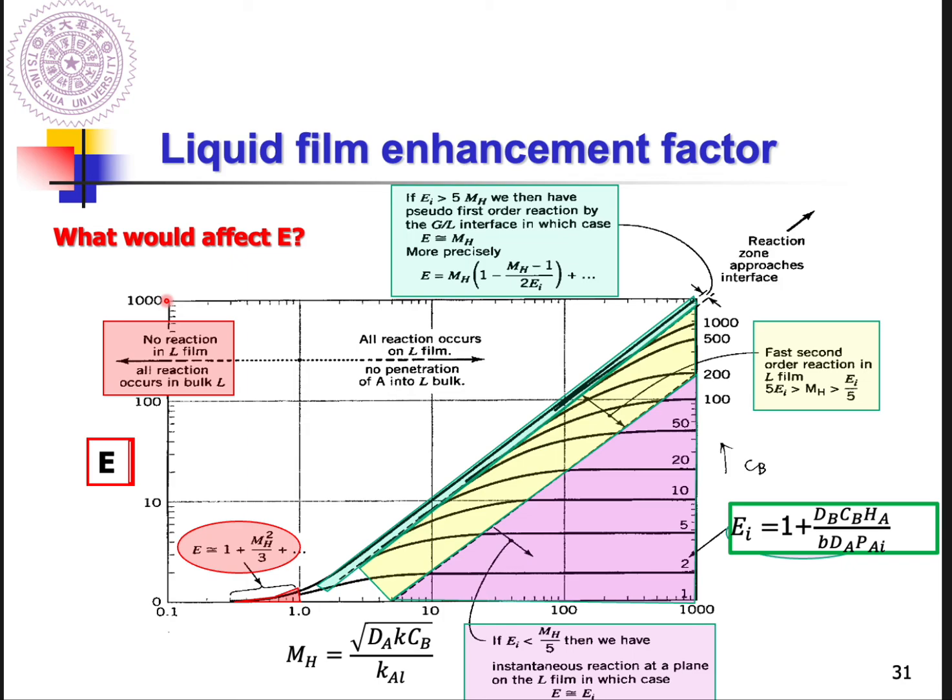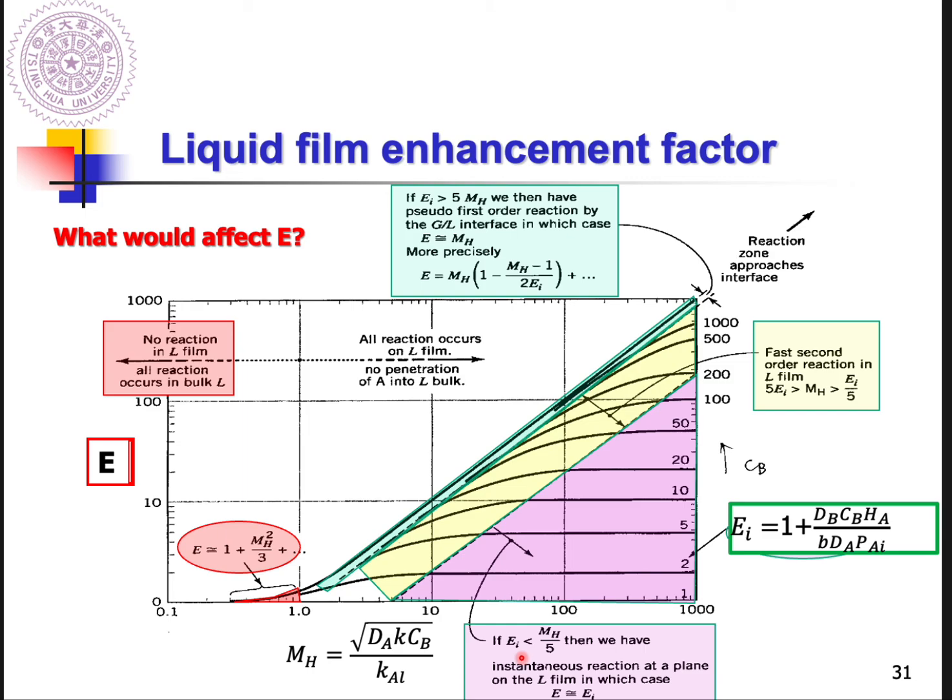Okay? The other thing is, some people will probably ask, Professor, I don't know how to determine whether my reaction of interest belongs to instantaneous, fast at low CB, or fast at high CB, which belongs to pseudo first. How do I know that? Based on this simulation, they also provide extra information to help you define whether your experiments belong to instantaneous reaction by comparing EI and MH.